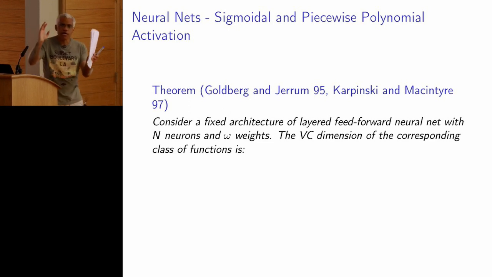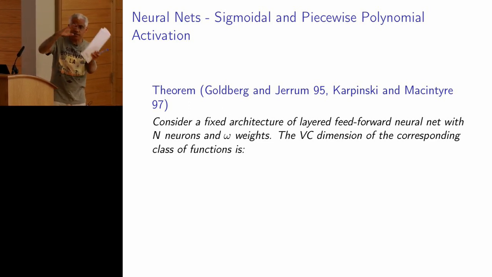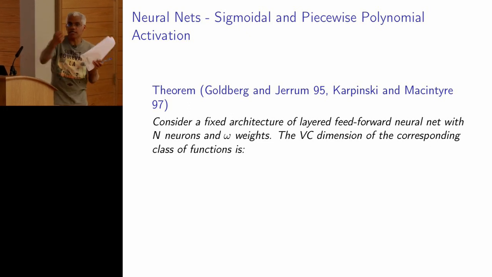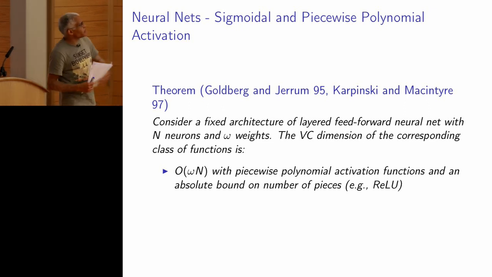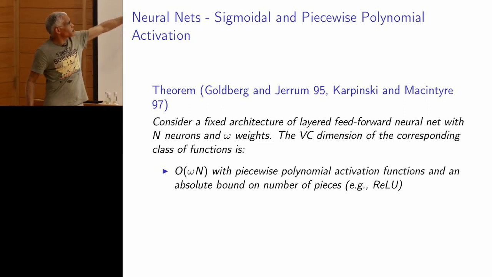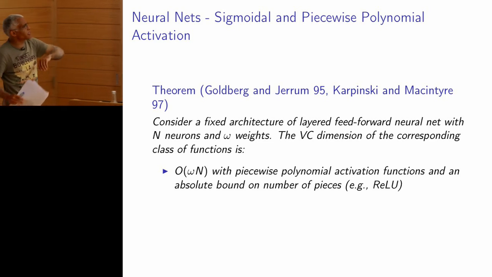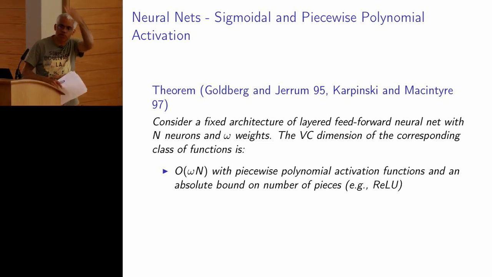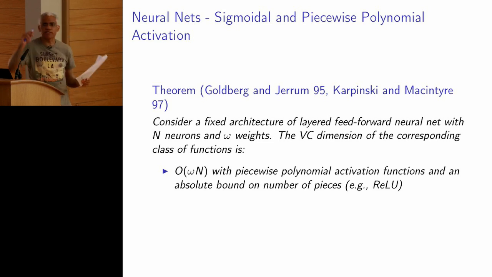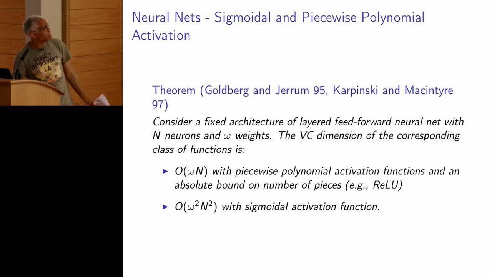So just to recall, if I fix the architecture of the net, the graph, I get a class of functions by varying the weights. And this is what I am varying when I train the net. So the VC dimension is proportional to the number of weights and neurons if the activation function is piecewise polynomial. So it's a bunch of pieces and the pieces are polynomial. So for instance, the ReLU activation function would fall into this.